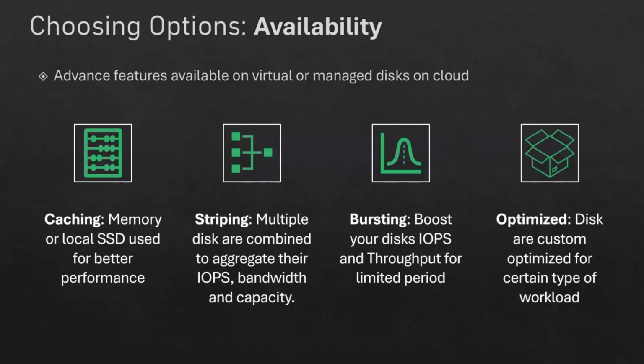Now, Azure comes with something called bursting. Since it's on Azure, it's all provisioned, so they say that if you want better performance for a certain period of time, you can boost that for a particular disk. For a limited period of time, you can increase your throughput or capacity for a particular disk. And there are optimized disks, which are optimized for certain workloads. These are the advanced features available with most cloud providers or vendors.